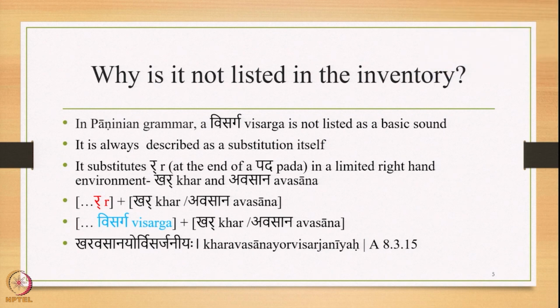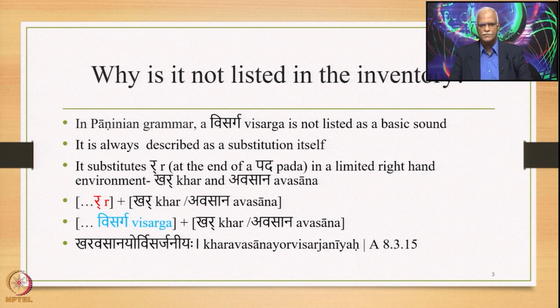Visarga is not listed in the 14 sutras that appear at the beginning of the Ashtadhyayi, nor is it listed in the basic inventory, the traditional inventory, also known as Matrika Patha. It is always described as a substitution itself. So Visarga itself is a substitution. What is the substituent then? So the substituent of a Visarga is always Ra, which comes at the end of a Pada.